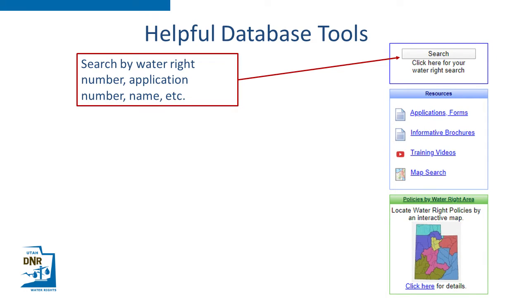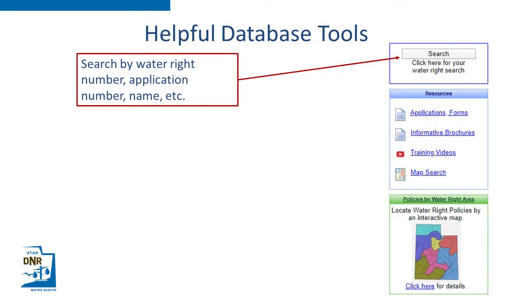When you click this button, it takes you to a new screen that lists several searches you can do. For instance, you can search by water right number, application number, name, source. The water right number is a 2-digit number followed by a dash and then subsequent numbers. An application number starts with the letter A for application to appropriate, D for diligence claim, U for underground water claim, etc.